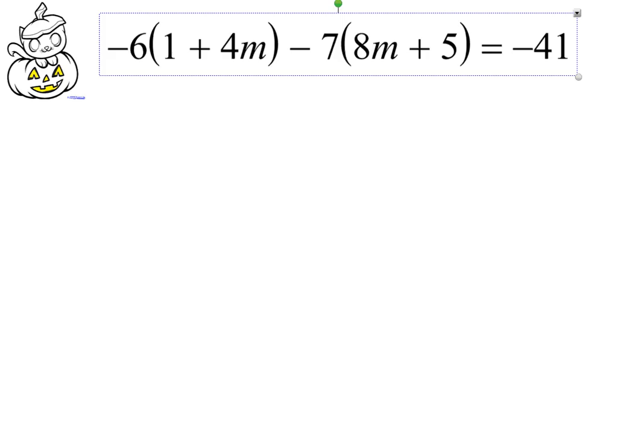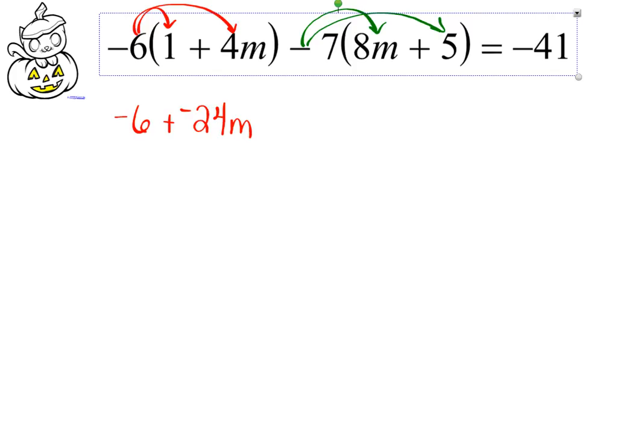Oh my God, Mrs. Peters, this one looks horrible. I've got parentheses running all over the place. It's okay. We already know how to use the distributive property. And I'm going to distribute this negative 6 into both pieces here. So I get negative 6 plus negative 24m. Now I'm going to distribute the negative 7 into both of these.